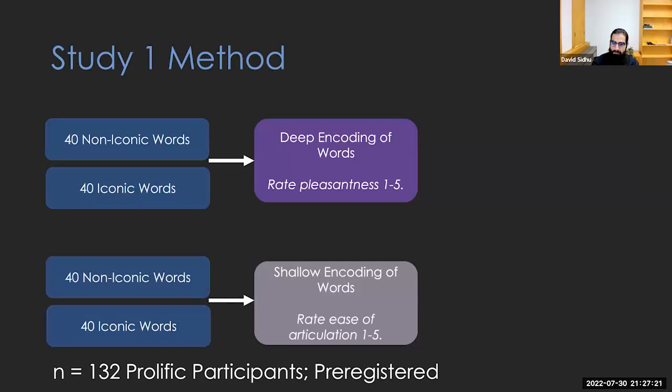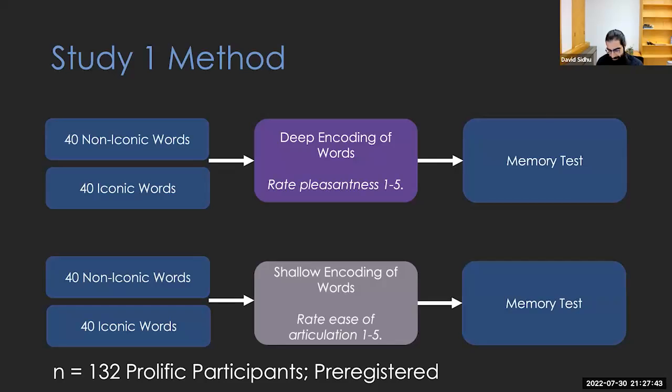So it was a typical recognition memory study where participants learned these 80 words, and they were put into one of two conditions. In one condition, they did this deep encoding task where they rated the pleasantness of each of these words from 1 to 5. And the other half of the participants were in this more shallow encoding task, where they just rated how easy each word was to articulate from 1 to 5.